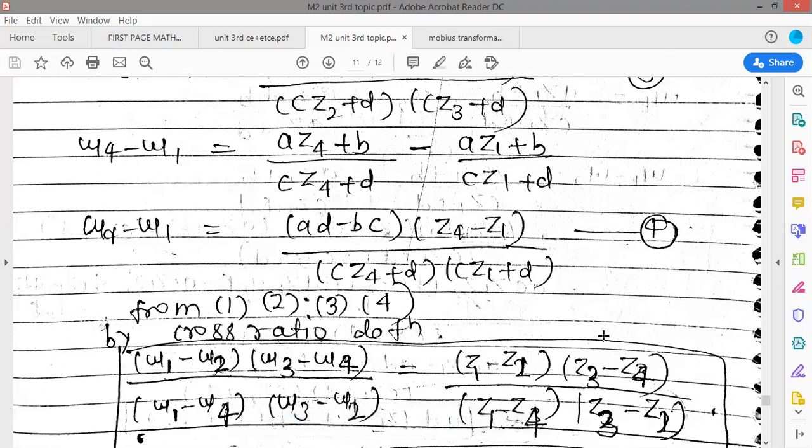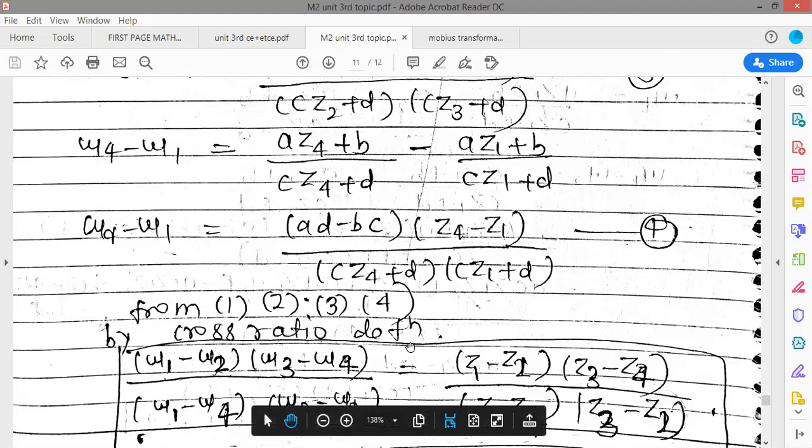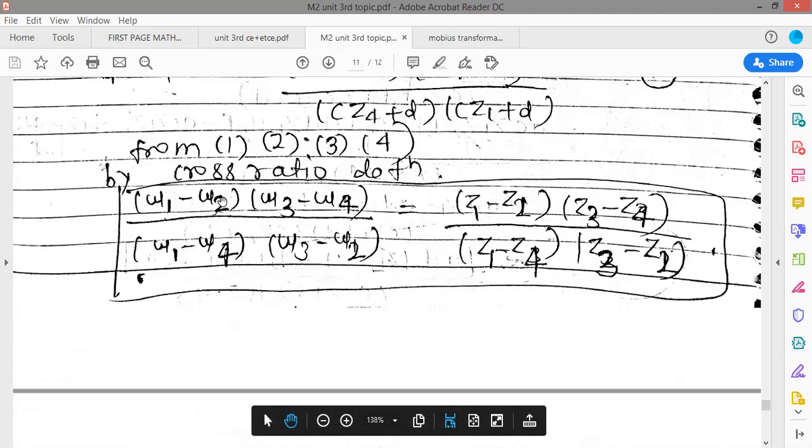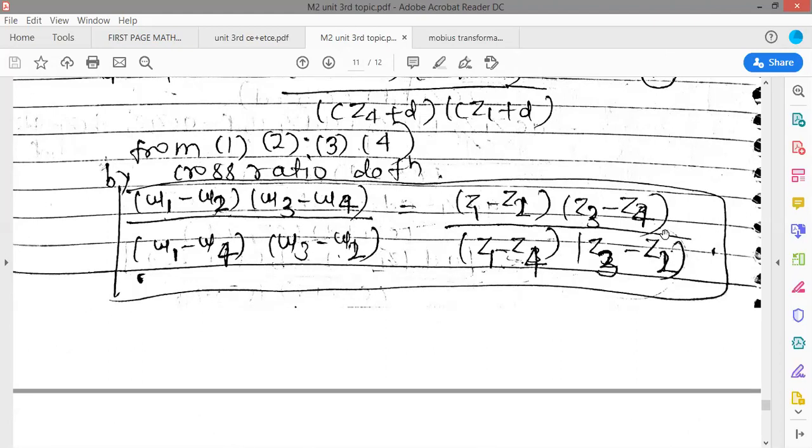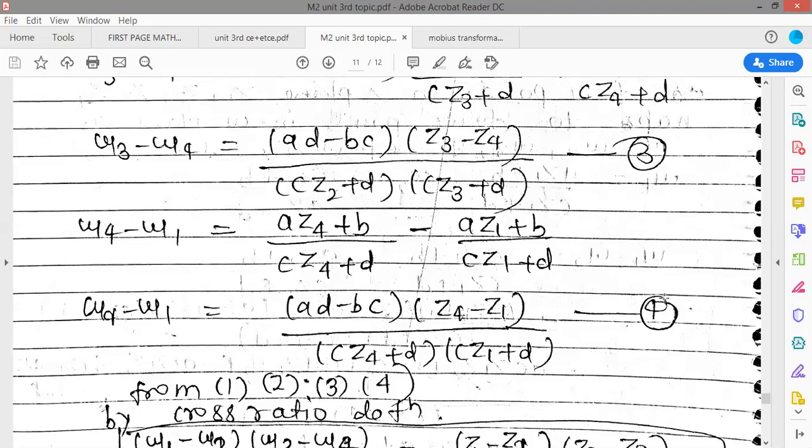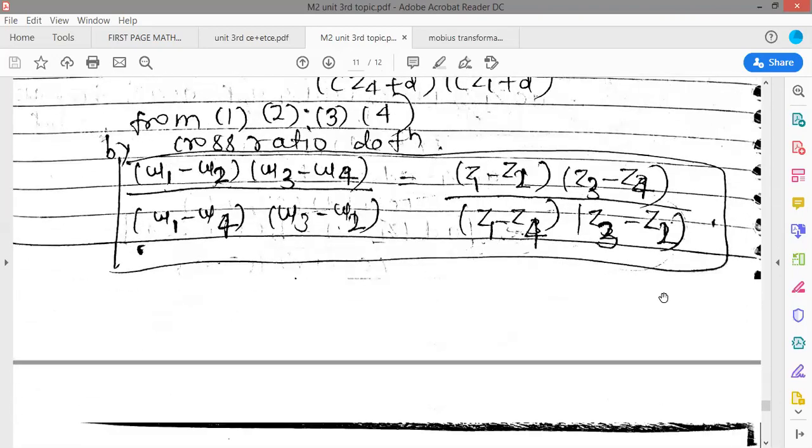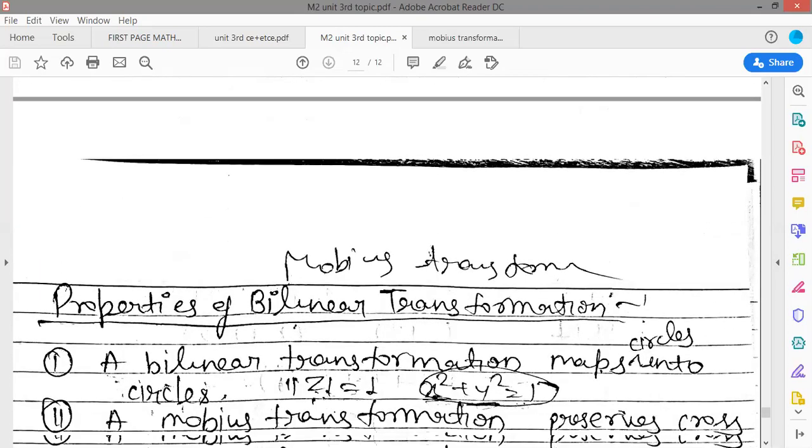Now write all these equations in cross ratio form. By the definition of cross ratio, we can write (W1 minus W2)(W3 minus W4) over (W1 minus W4)(W3 minus W2) is equal to (Z1 minus Z2)(Z3 minus Z4) over (Z1 minus Z4)(Z3 minus Z2). So solve all these four equations and we will get our result. This is the important formula to calculate a Mobius transformation. So just learn this formula. This is the method to find a bilinear transformation.